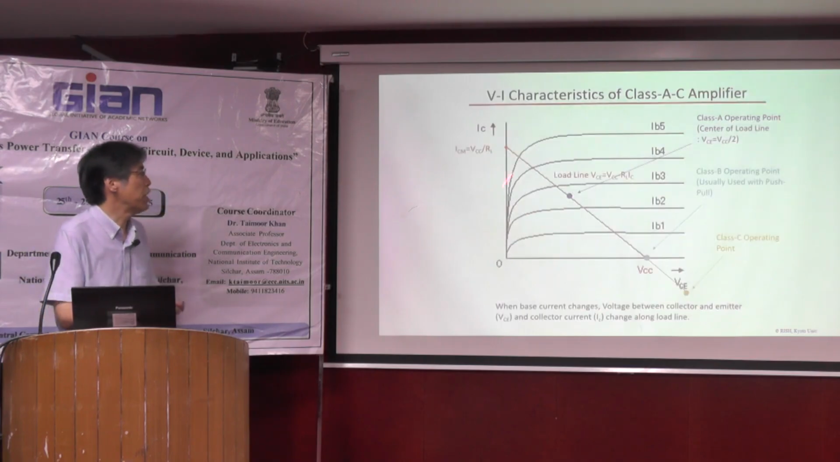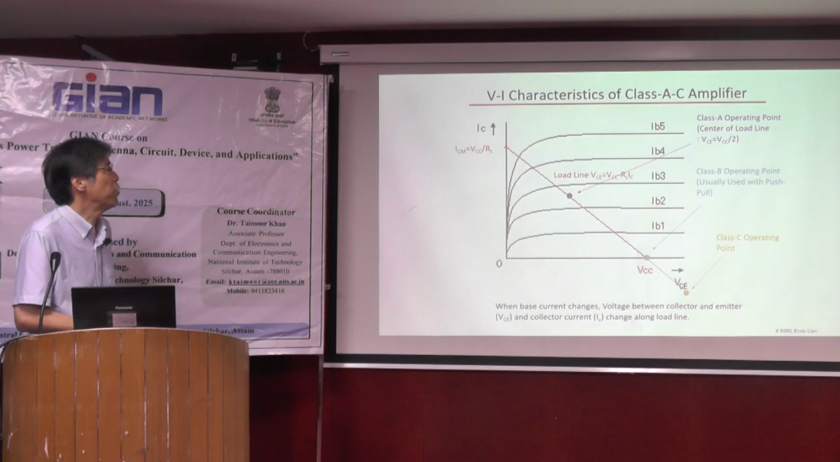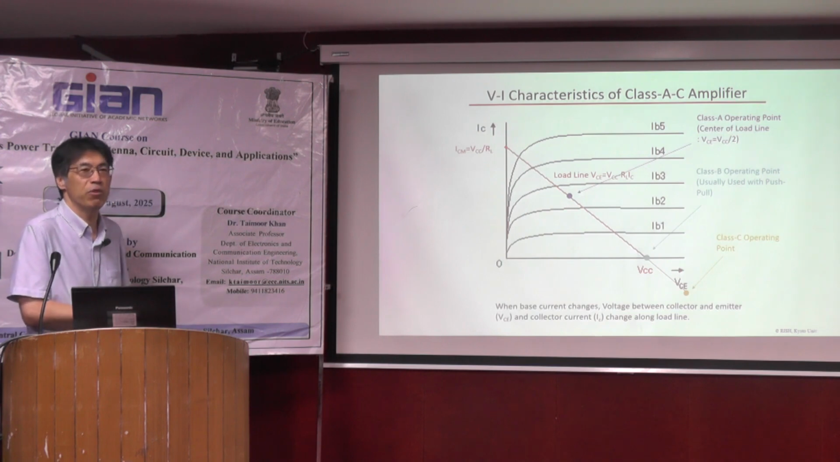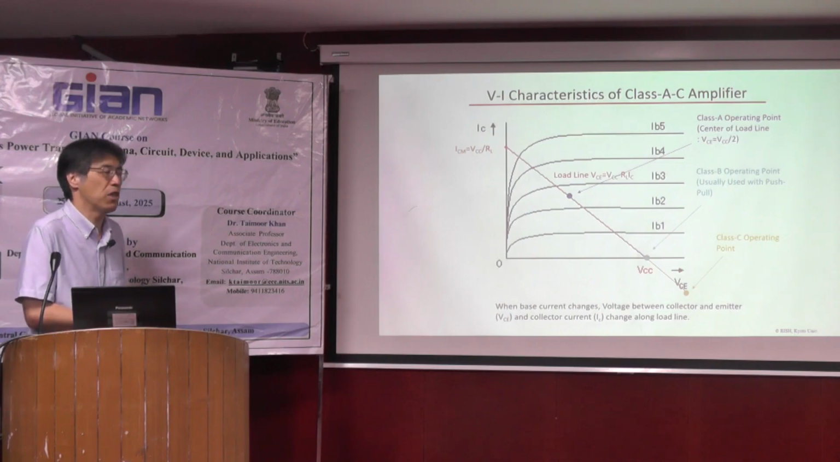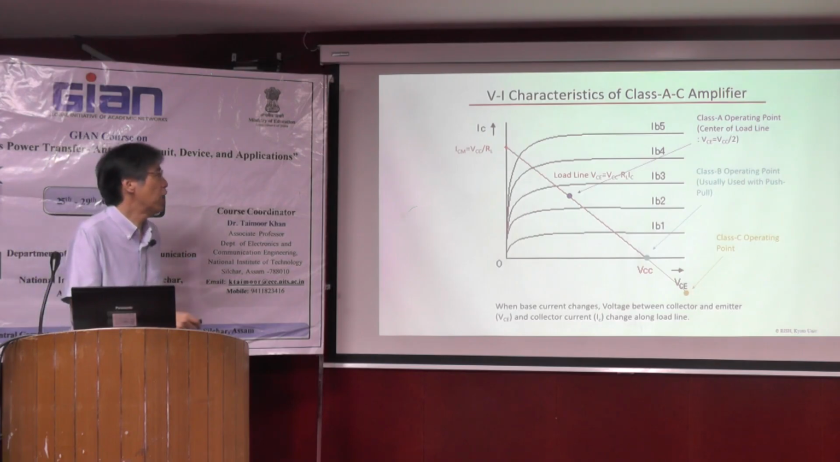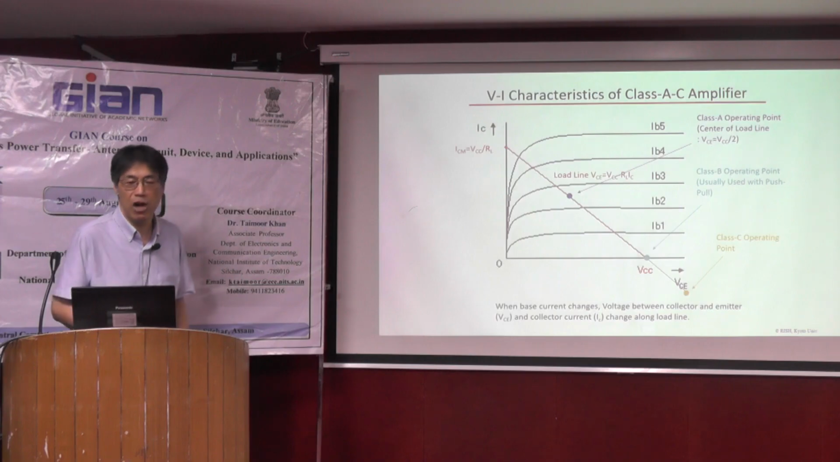So this is the summary of the VI characteristic of the class ABC amplifier. Here is the class A, and efficiency is theoretically 50%, and here class B, but the theoretical efficiency is 78.5%, and the class C is here. So this is a very basic amplifier.